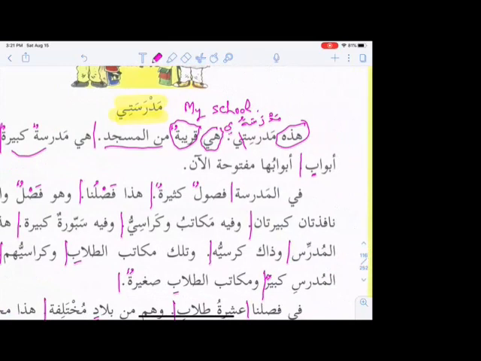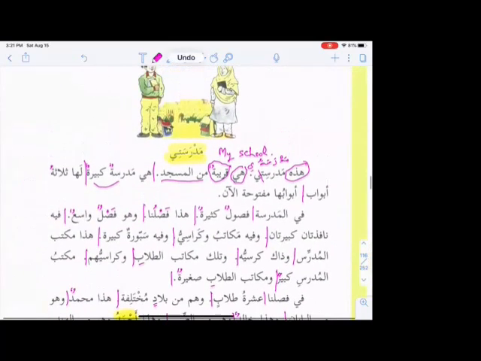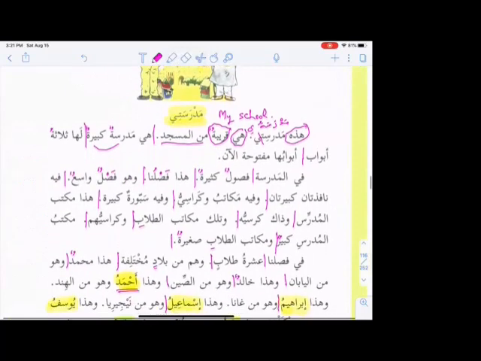Abwabuha, fine. Abwabuha. This is very interesting. Inshallah, you will like it. Abwabu. I'm putting a line here. Ha maftuhatun. Now, what is the translation? The doors of the school, which is madrasatun, feminine, the doors of it are open now.